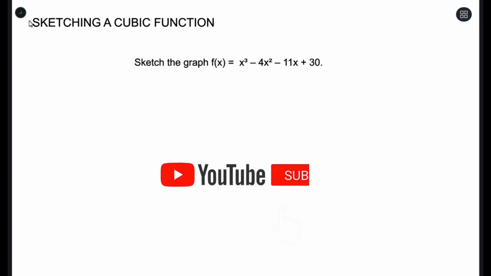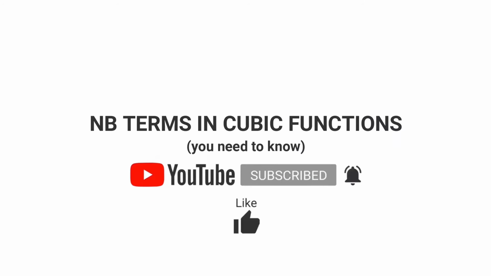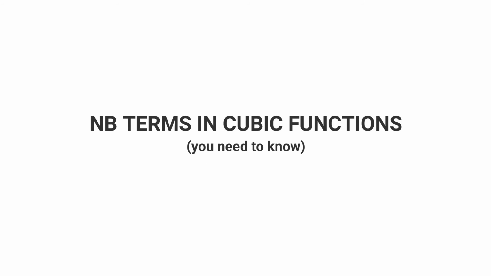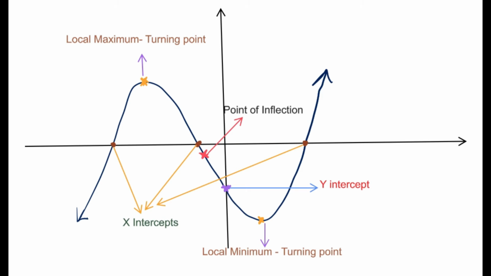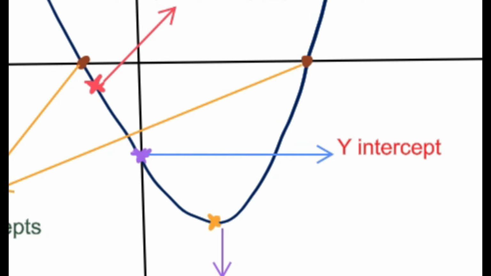So today we'll be talking about how to sketch a cubic function. Now this is a cubic graph. There are a couple of terminologies you need to understand when drawing a cubic graph. Things like your x-intercept, which is a point or points where your graph cuts the x-axis. We have your y-intercept, also meaning it cuts the y-axis.